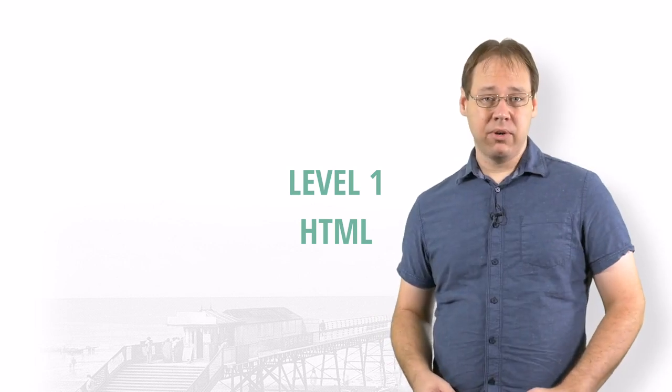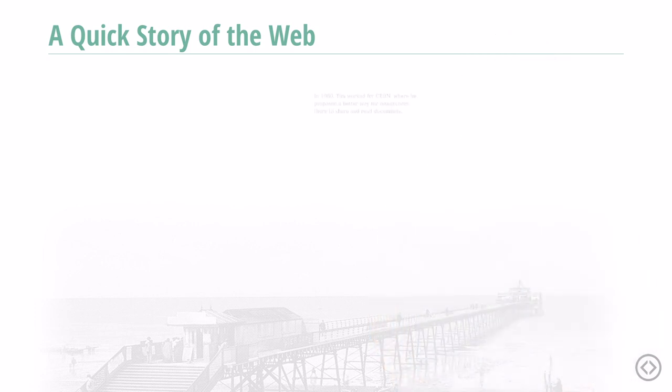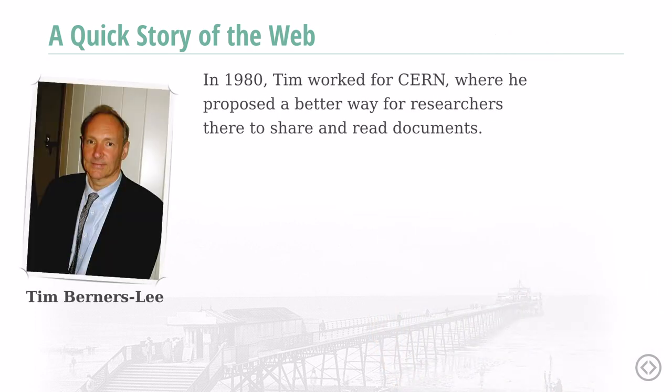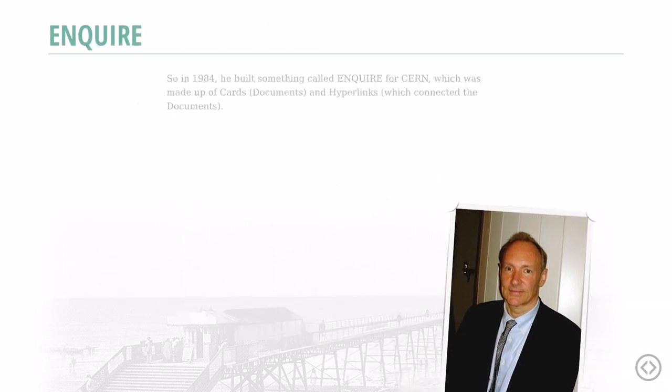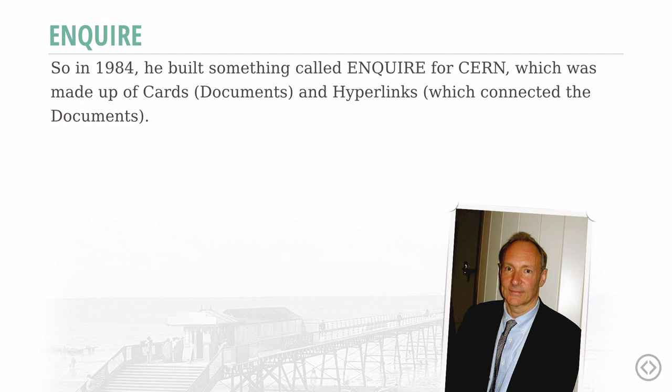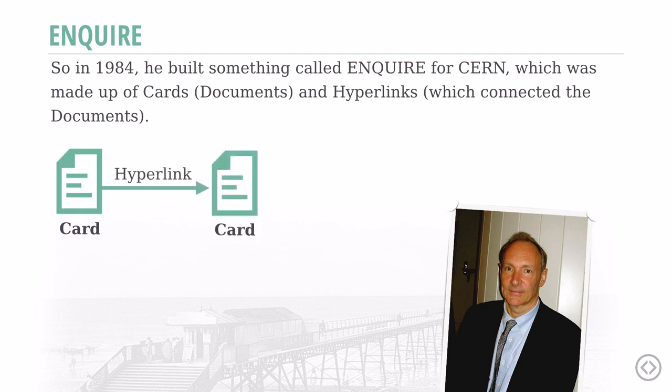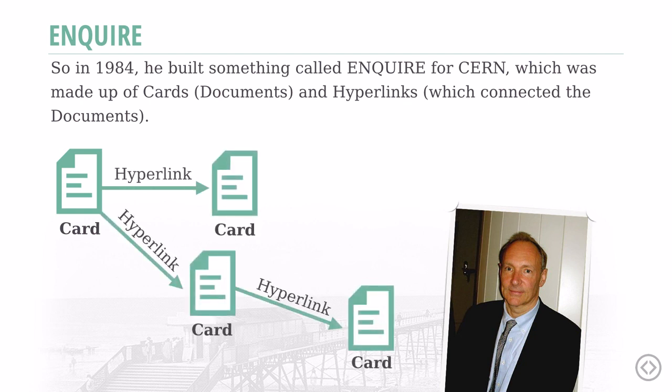Before we dive into some code, let's look at a short history of the web and its creator, Tim Berners-Lee. In the early 80s, Tim worked for a group called CERN, where he proposed a better way for researchers to share and read documents. You probably know CERN better now as the people who run the Large Hadron Collider. In 1984, he built a system that he called Inquire, which took a series of cards, or documents, and linked them together with things called hyperlinks. Now, it was a really cool system for the time, but it was only being used by researchers internally.